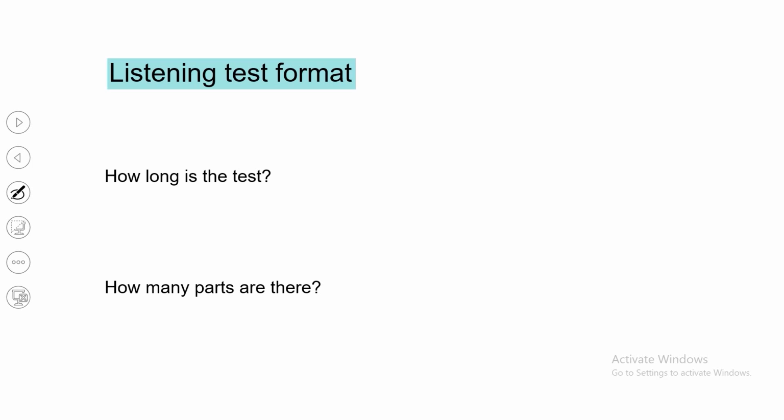The listening test format. How long is the test? Now listening is the first test that you will attend, the first module that you will attend in your OET. So how long is the test? What is the time duration? 40 minutes. So you have to answer the entire listening in 40 minutes time.